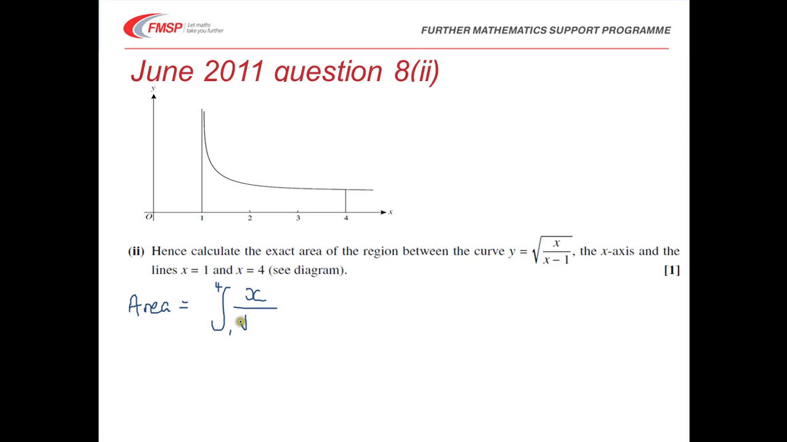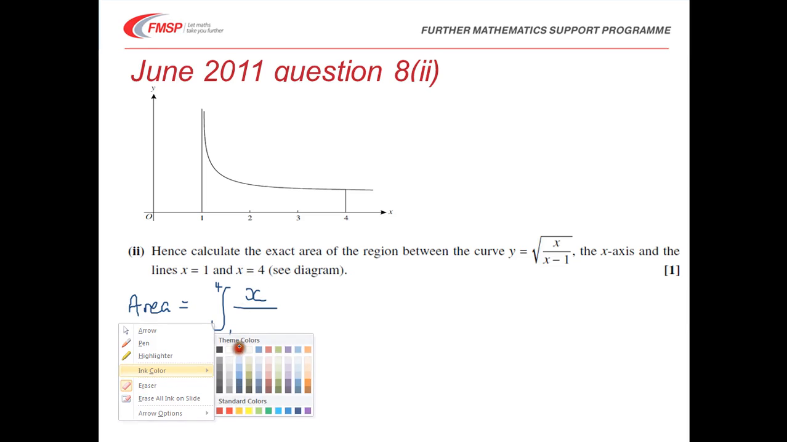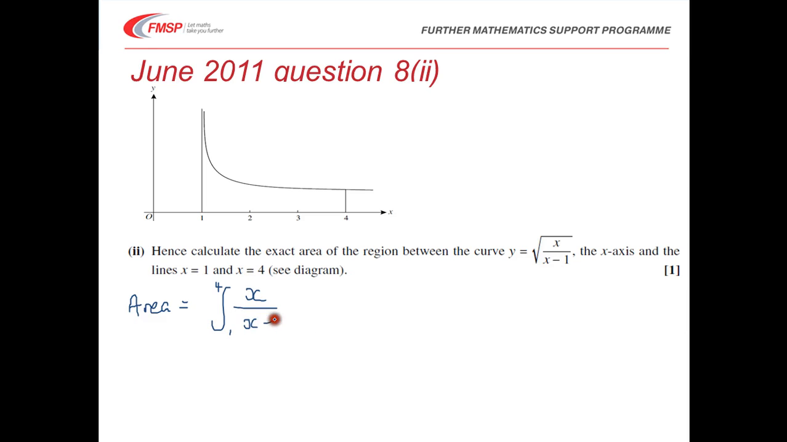Sorry, it's the square root of the whole thing, isn't it? So it's x minus 1, and it's the square root of all of that. So that's what we had. And we found that the answer to that was x to the half upon x minus 1 to the power of a half.